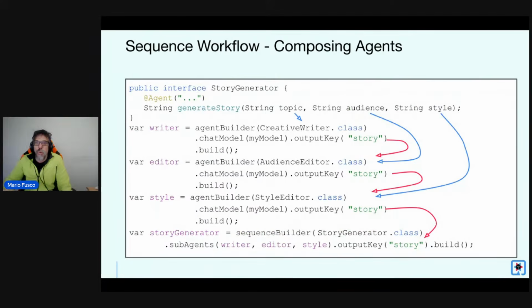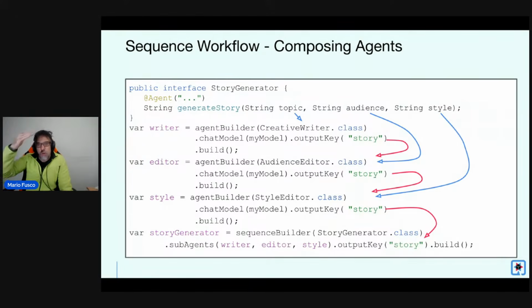So what happens here is that I'm creating again this service, taking in input the topic, the audience, and the style. And in these slides, you see the logical flow of the variables inside the three agents. The topic is passed to the first agent, it generates a story. The story together with the audience is passed to the second agent, which refines the story and outputs a different story. And the same happens with the style editor. And finally, you have the story that has been properly edited for a given audience and style.